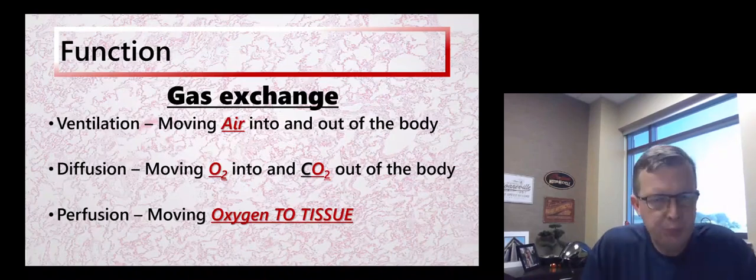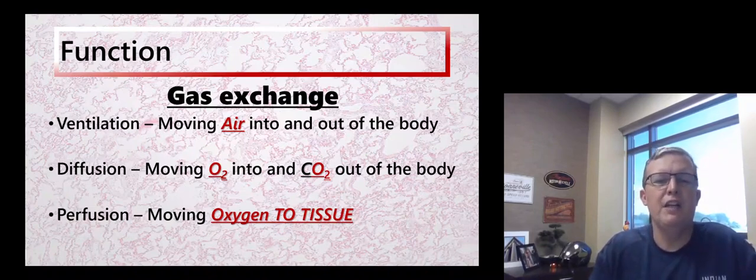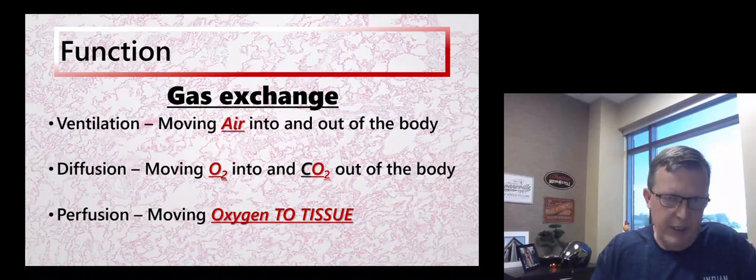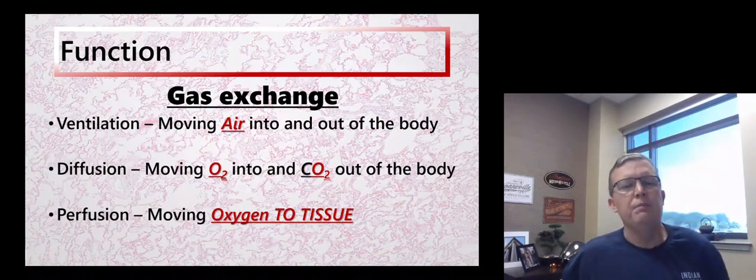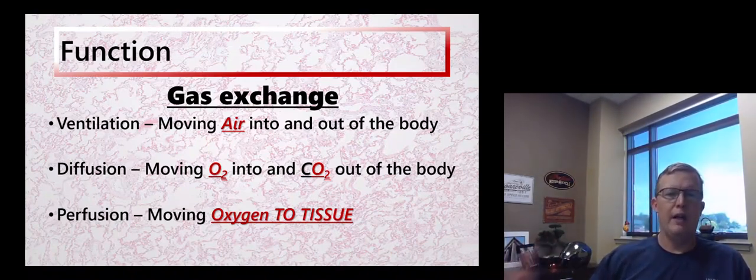Now, we'll start with function. So there are three primary functions related to the pulmonary system, and they are distinct, and they have specific purposes and functions in the body. First is ventilation. When we say ventilation, we're not specifically talking about a ventilator. A ventilator does ventilations, but you are ventilating right now as you're sitting watching this video. Ventilation is simply moving air and or oxygen in and out of the body.